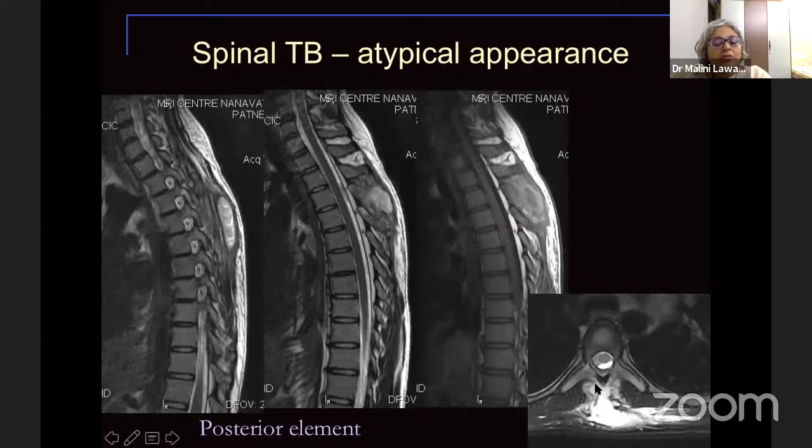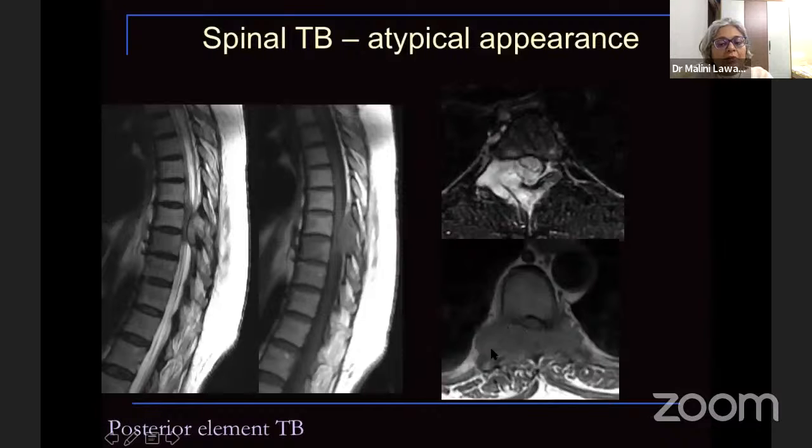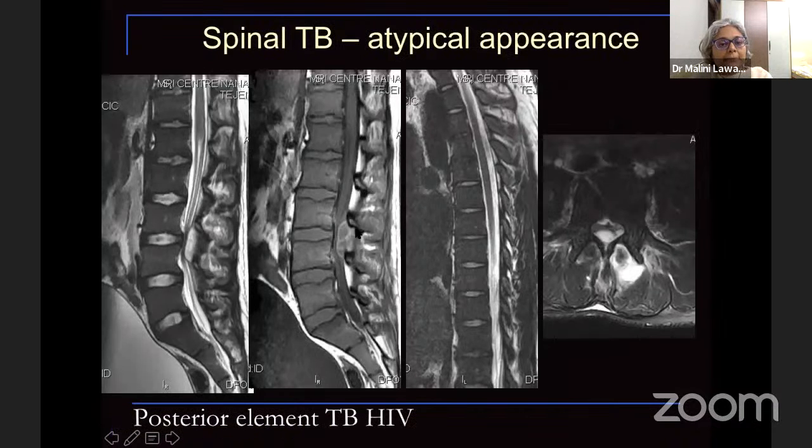Only posterior element involvement. So books often say that only posterior element involvement is usually metastasis or infection, but in our country that's not true. We see posterior element TB. Here you have a posterior paraspinal abscess with a spinous process involvement. Again, involvement of only posterior elements. Here also you can see there's a posterior epidural soft tissue component and the articular process involvement.